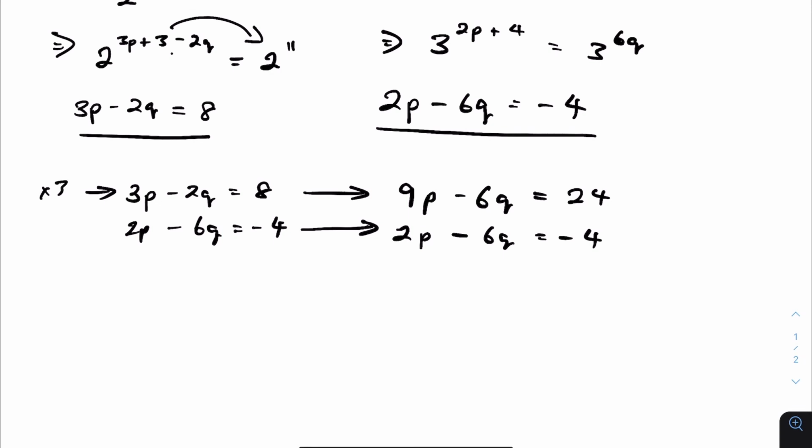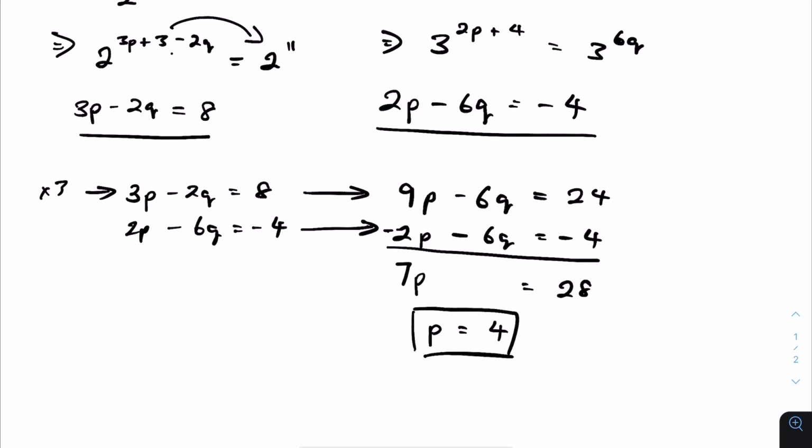Now to eliminate the q, we need to subtract each side. So we'd have 9p minus 2p, which is 7p. And then negative 6q minus negative 6q is just 0. And then 24 minus negative 4 is 28, because it's 24 plus 4, basically. So p is 28 over 7, which is just 4.